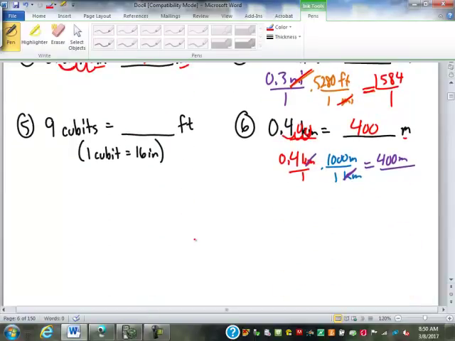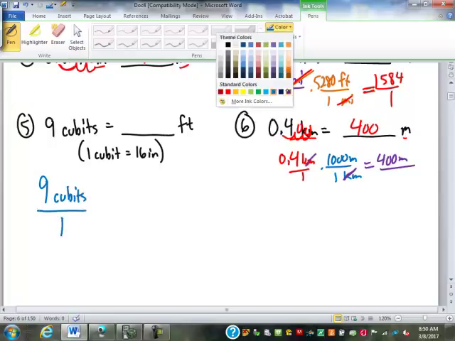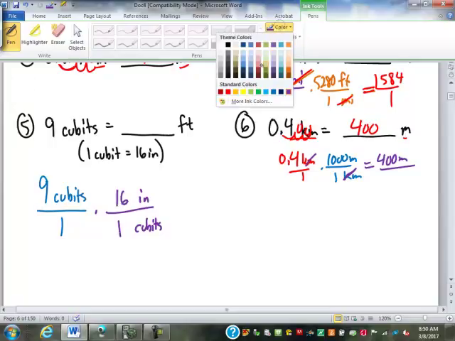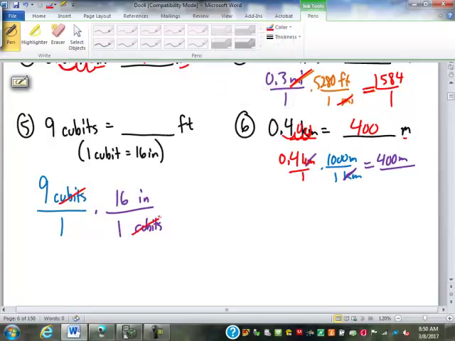Okay, for this joyful one here. 9 cubits. And if I tell you a cubit is 16 inches, I'm going to put cubits on bottom here. And the only equivalence I have is between cubits and inches. So I got to go to inches. 1 cubit is 16 inches. So the cubits have canceled out. I'm now in inches. That's not where I want to be. I want to be in feet.